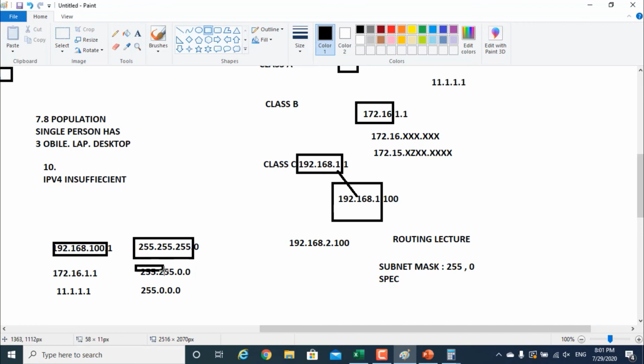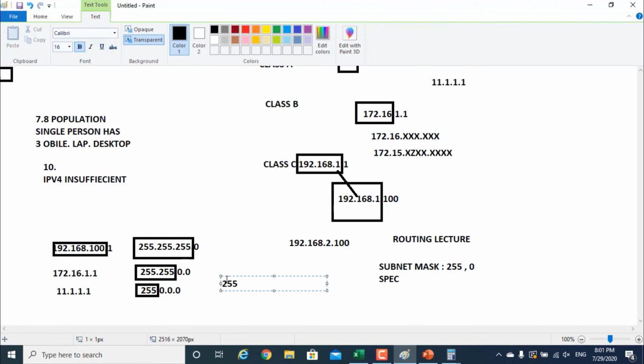So for class B, in order to specify what is my network portion, I'm going to write 255. This is my unchangeable part, that must be fixed. And for class C, the first three are 255. It means that wherever they are all ones, 255, you know that 255 in binary is 1, 2, 3, 4, 5, 6, 7, 8 ones. And zeros: 0 is 1, 2, 3, 4, 5, 6, 7, 8 zeros.